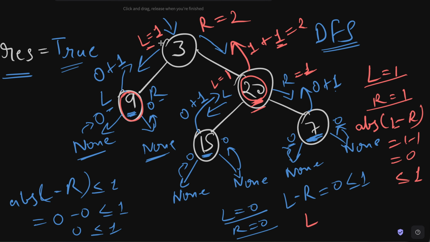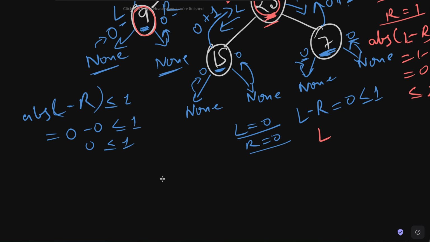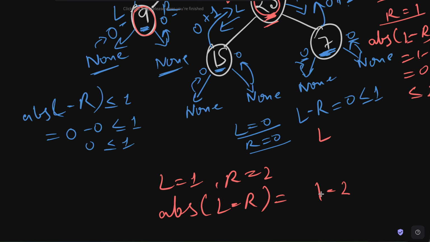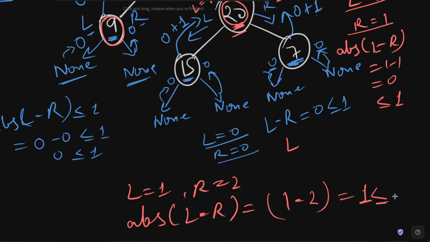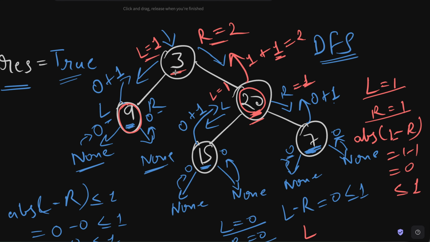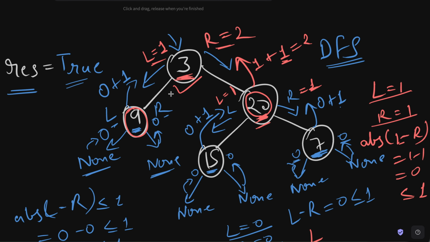Now we have the left subtree height and the right subtree height for 3. Now we are going to check this 3. Is this a balanced binary tree? Well, let us figure out. We have L equal to 1, R equal to 2. Then the absolute difference between L minus R is 1 minus 2. The absolute will be simply 1, which is less than or equal to 1. So this also satisfies the condition properly. So it means the node 3 is also a properly balanced binary tree.